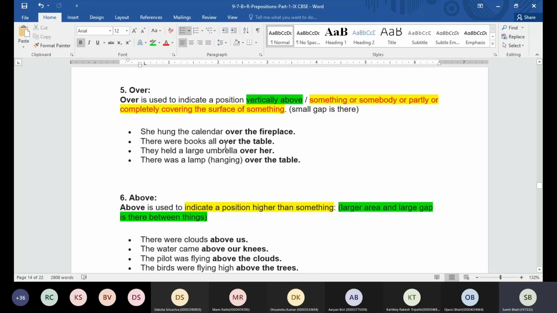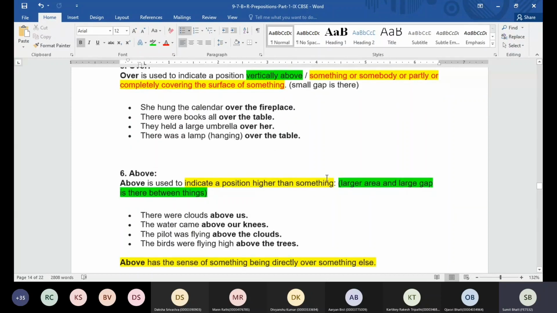Like, she hung the calendar over the fireplace. So we can feel there is the fireplace at the bottom, and leaving some gap, there was the calendar. There were books all over the table. So on top of the surface, the surface of the table was covered by the books. They held a large umbrella over her. So that means there was a person and the umbrella was covering the person. There was a lamp over the table. It was hanging over the table. So there was a lamp on top, and at the bottom there was the table. So over is basically used when there is a small gap between two things.